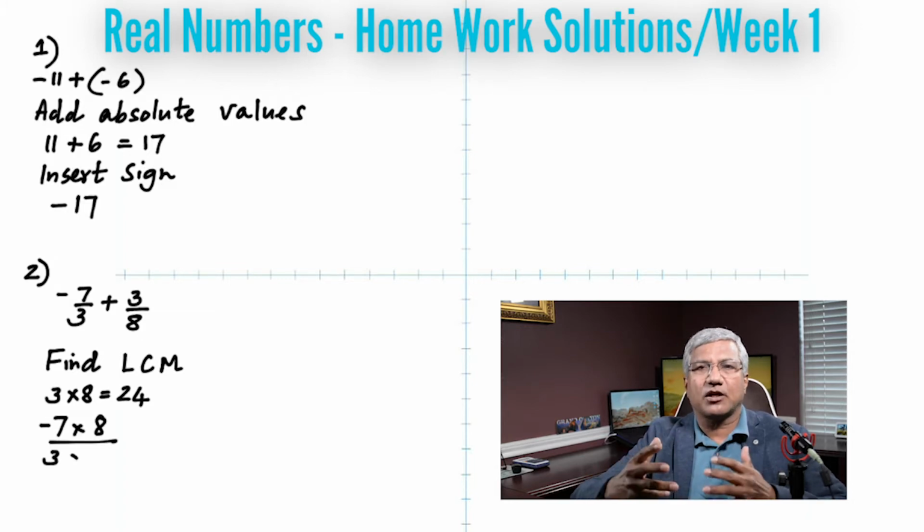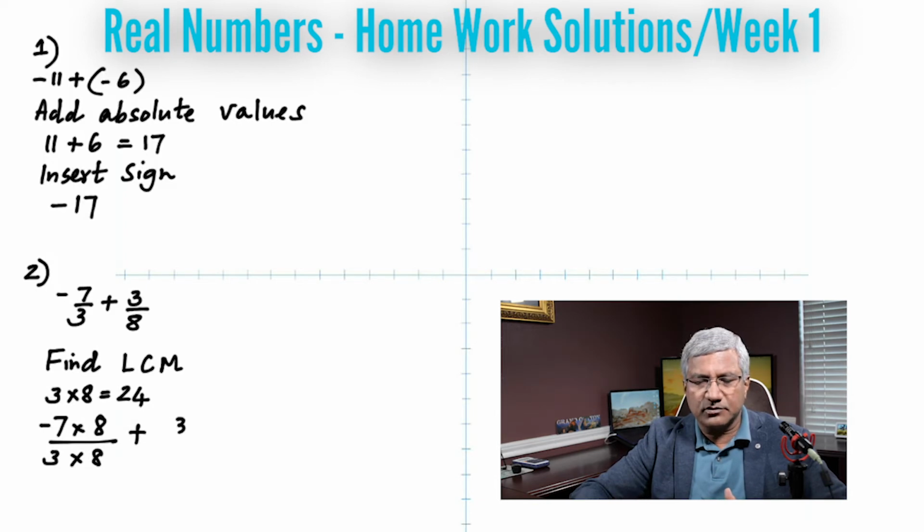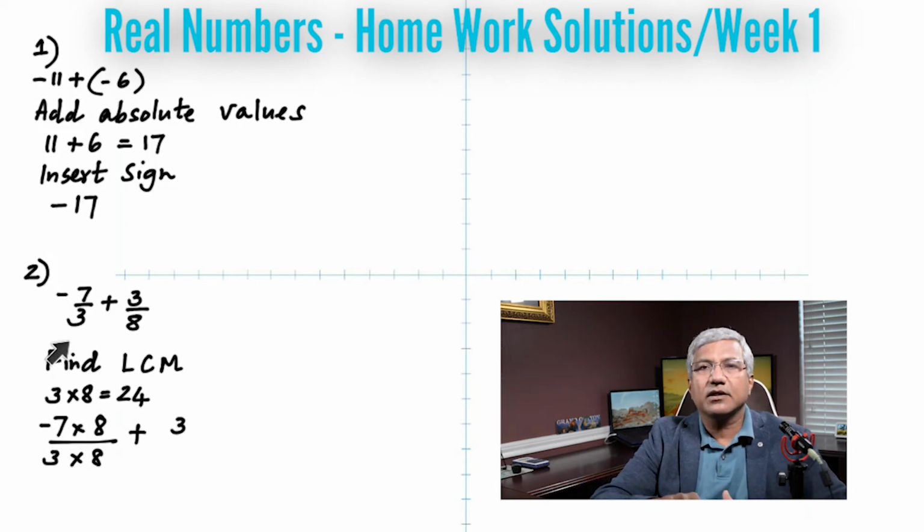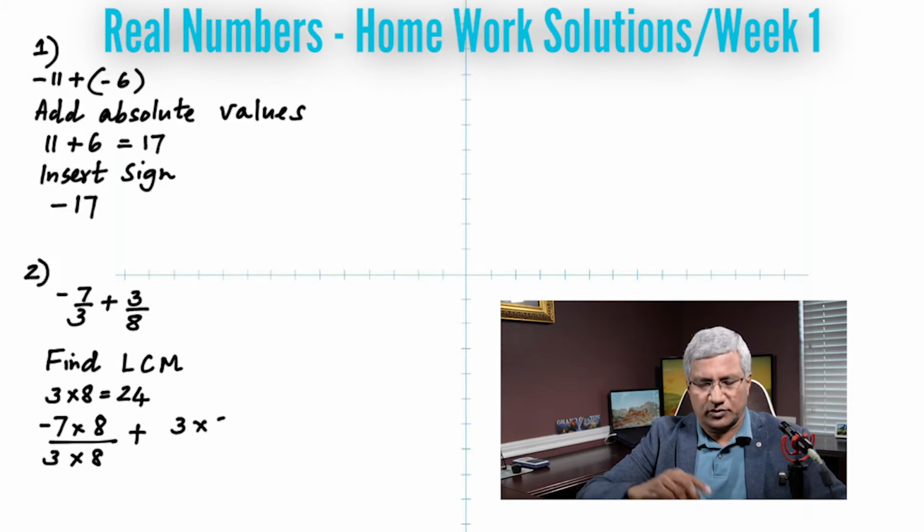Once you find the lowest common multiple, you look at the denominator 3. That means it has to be multiplied by 8 to get 24. So you do the same with the numerator. Multiply negative 7 with 8. When you come to the next number, you have 8 as the denominator. That means you multiply it with 3 to get 24. So you multiply the numerator also with 3. Hope that makes sense. We're trying to make the denominator 24.